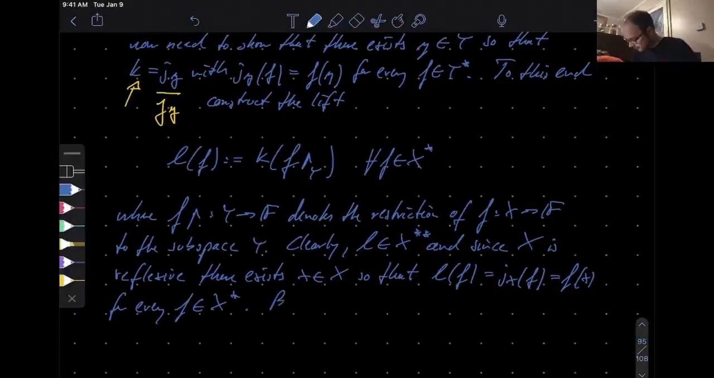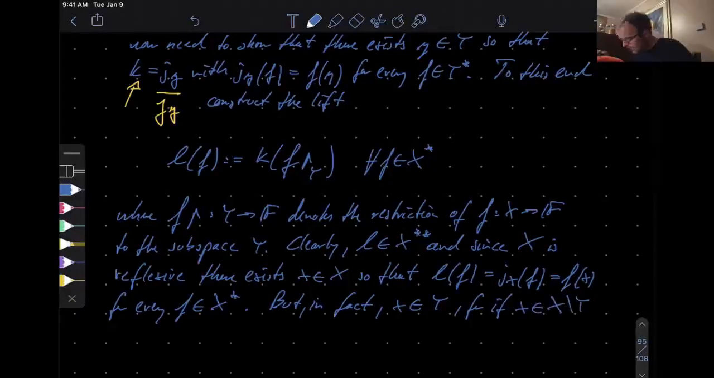But in fact, we claim that this element x here is already in the subspace Y, for if x were in the complement of Y. Now, of course, Hahn-Banach comes back at you. So you have a closed subspace, you take an element in the complement, then one of the corollaries of Hahn-Banach allows you to construct functionals with certain properties, right? So that's what we're using here, in and out.